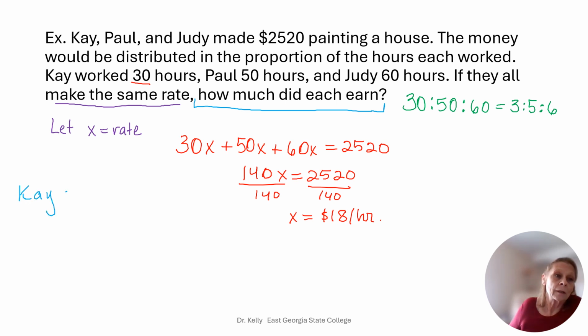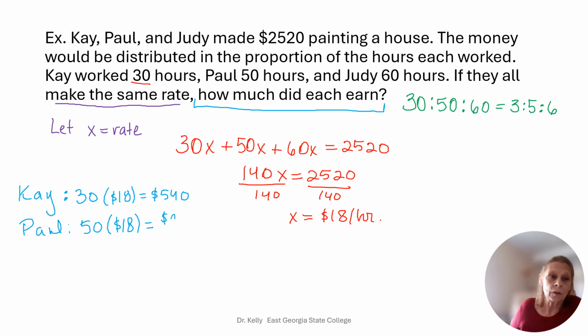So Kay, well, she did 30 hours at $18 an hour, and that is $540. And Paul, he did 50 hours at $18 an hour, and that's $900. Sorry. And then we have Judy. And Judy worked 60 hours at $18 an hour and made $1,080.